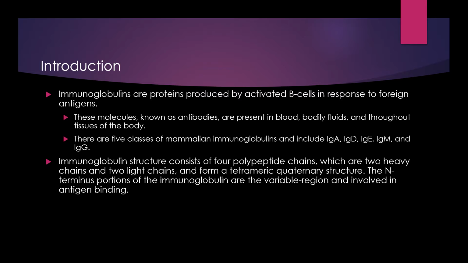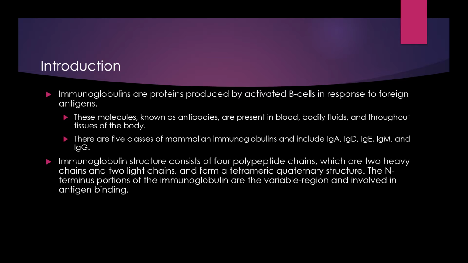Immunoglobulins are proteins produced by activated B cells in response to foreign antigens. These proteins, also called antibodies, play a role in the clearance of a pathogen and are present in the blood, bodily fluids, and throughout the tissues of the body. The five classes of mammalian immunoglobulins are IgA, IgD, IgE, IgM, and IgG. In mice, the IgG class is divided into four subclasses.